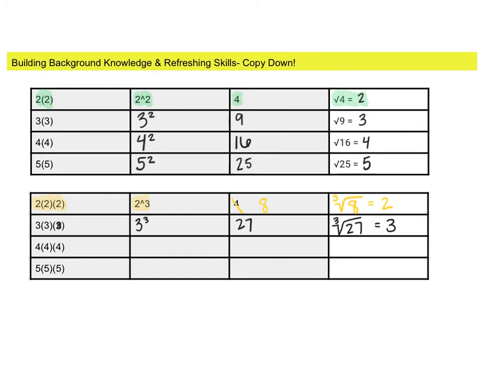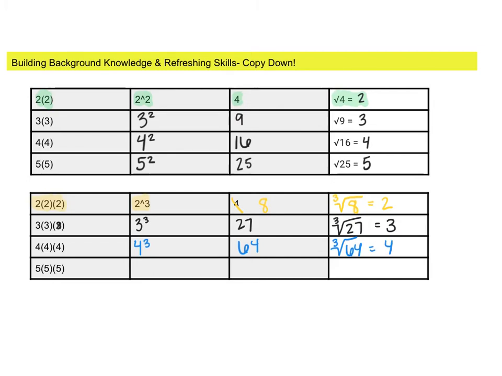Next, we have 4 times 4 times 4. This is 4 cubed. And what does that actually equal? Well, 4 times 4 is 16, times another 4. If you want to do that in your calculator, it is 64. So the cube root of 64 is 4.